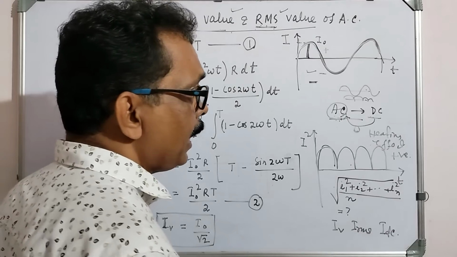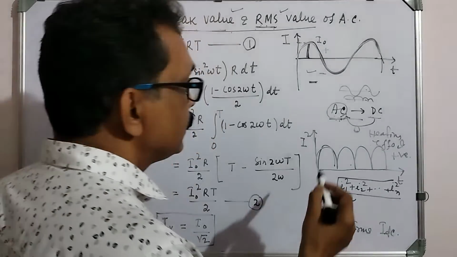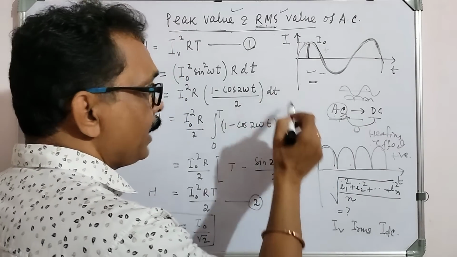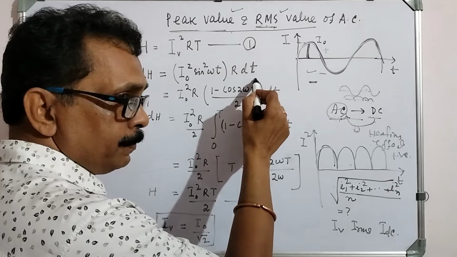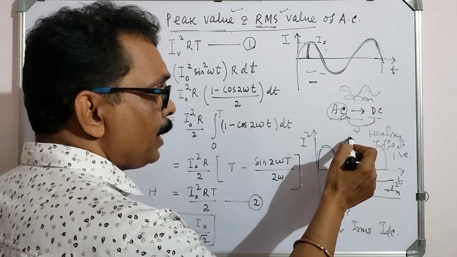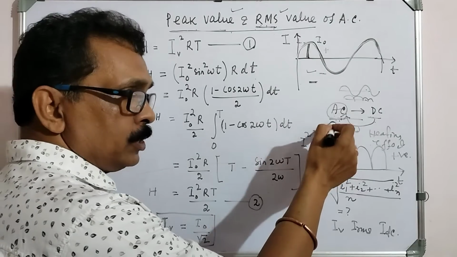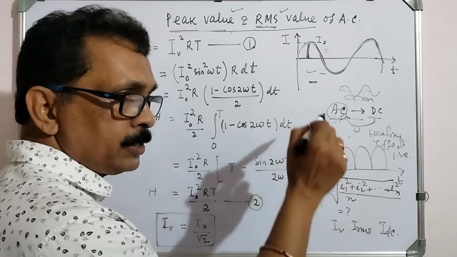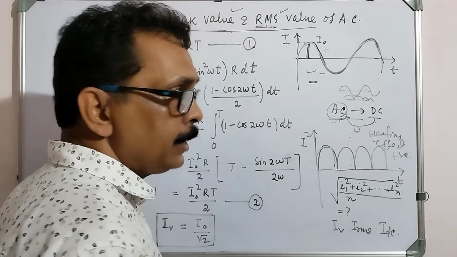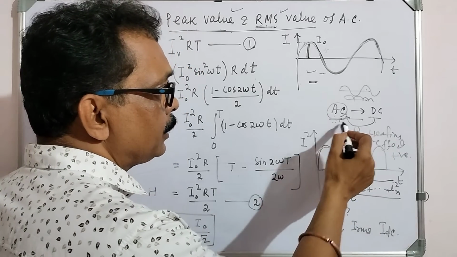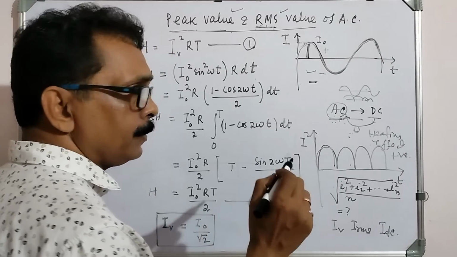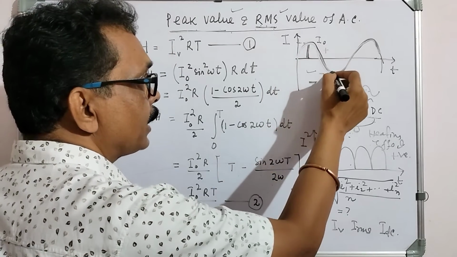That is why RMS value is defined as the amount of heat produced by DC in a certain time through a resistor, which is equal to the amount of heat produced by AC in the same resistor in the same time. And it will be easier for you if you allow DC and AC to pass through the resistor for one cycle.